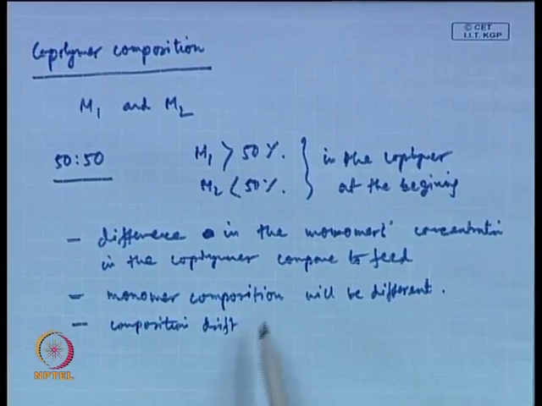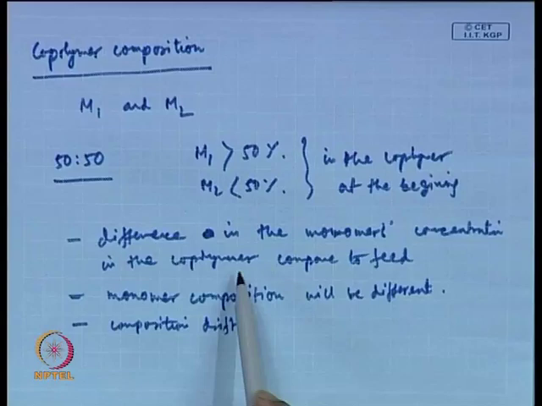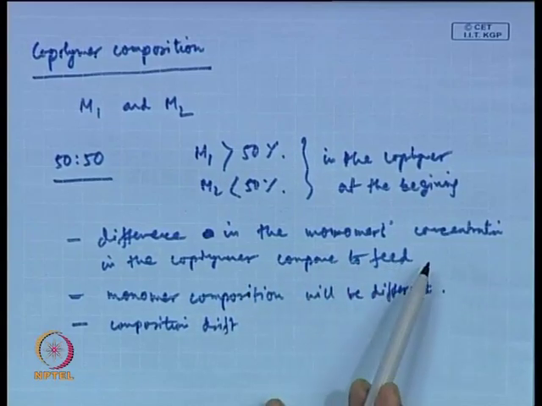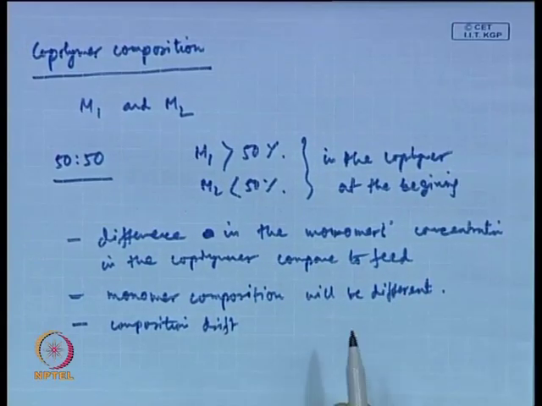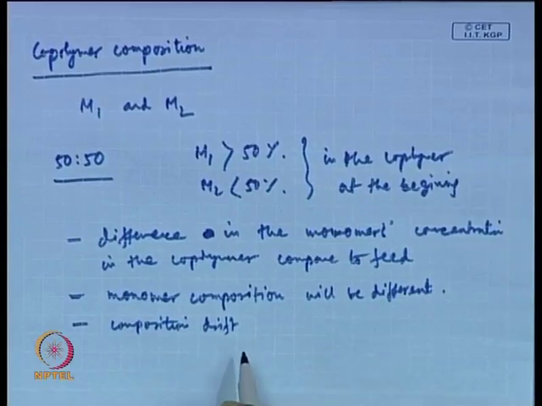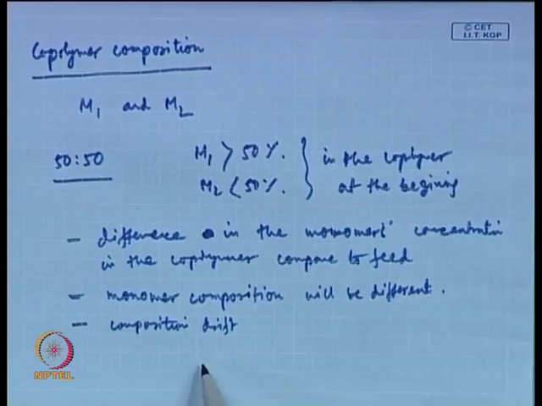So, you can understand that the monomer content in the copolymers will be different than the feed ratio at the beginning, and with time the monomer composition will be different from the beginning, and there will be composition drift. So, these things will be occurring during your copolymerization reaction.